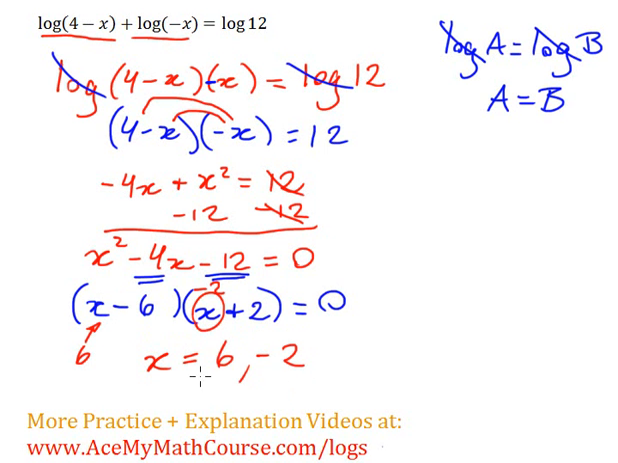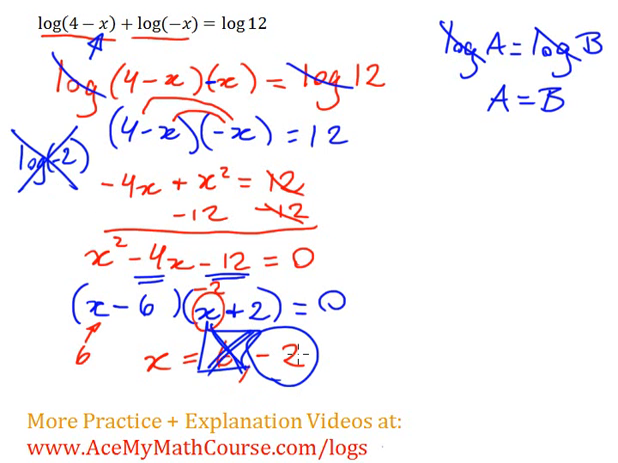No. We're actually going to need to reject the positive 6. Oh, whoops. I wanted a different color. Here we go. I wanted blue. 6 doesn't work. Why? If I were to plug it in right here, 4 minus 6 is negative 2. And the log of a negative number just doesn't exist. So we need to reject the 6 completely. It's gone. But what about the negative 2?